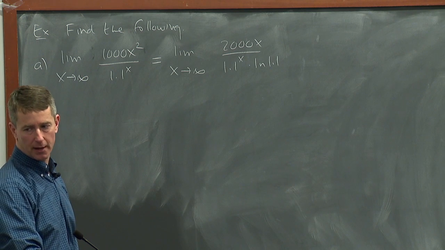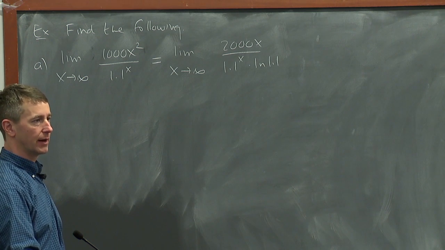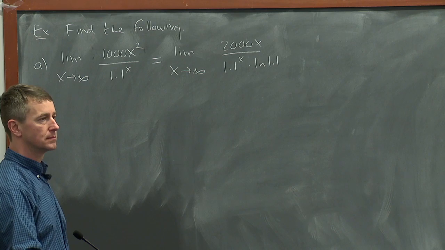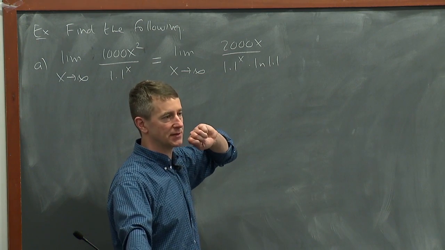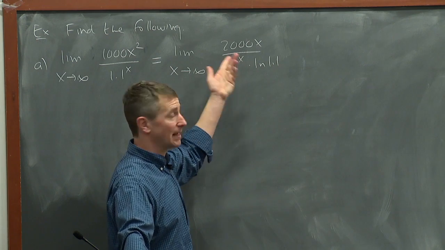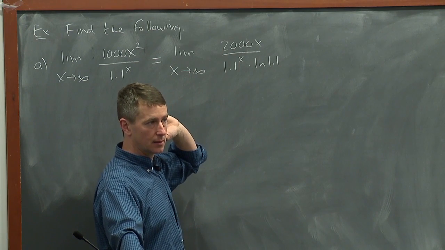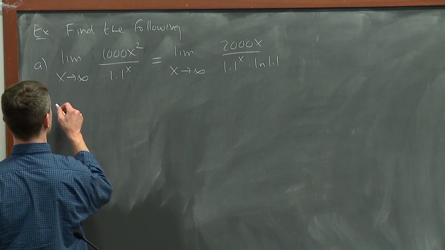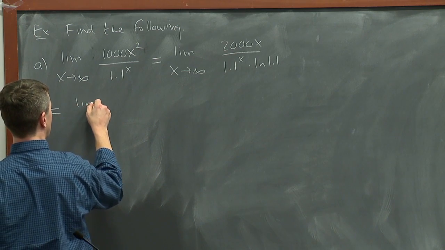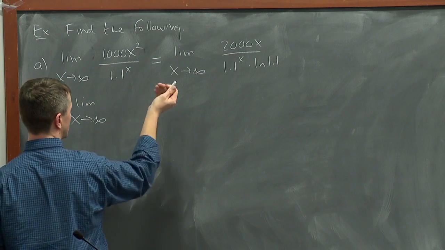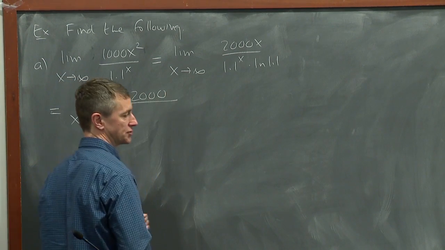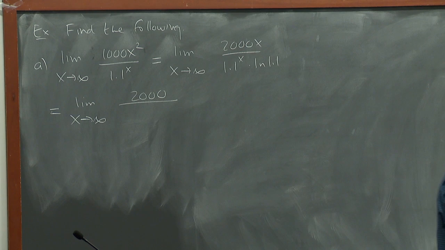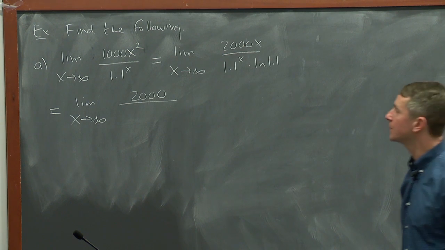So now the top is going towards where? Infinity. And the bottom? ln of 1.1 is some very small positive number, right? But some small positive times infinity will still be infinity. So what do we do? Do it again. Now the derivative of the top is just what? 2000. So is there any chance of doing L'Hopital's rule again? Impossible, because we cannot get 0 over 0. We cannot get infinity over infinity. So that's the end of that.